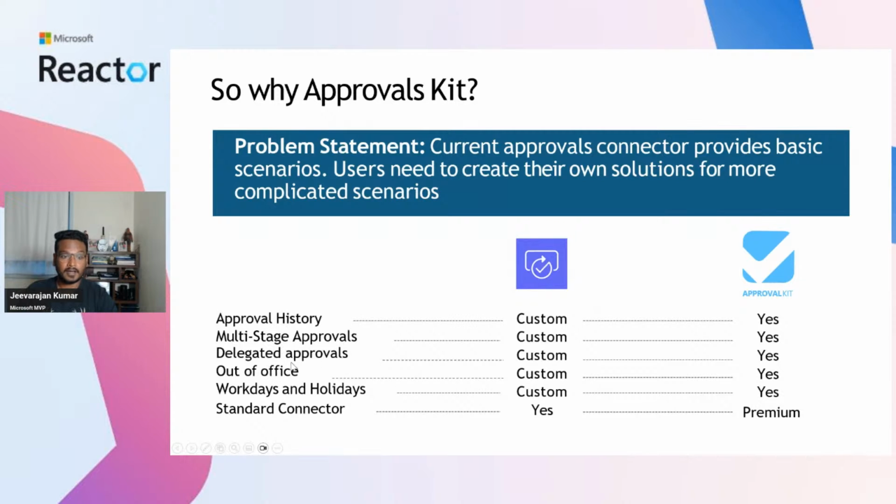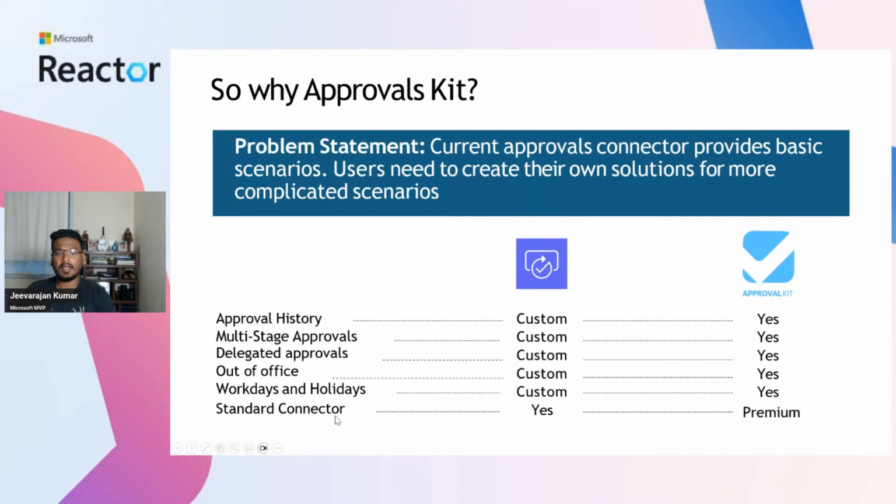And delegated approvals. If the actual approver is not available, is out of office, or the approval has been waiting for a while, maybe 2 days, 3 days, and we still haven't got anything, then you have to delegate to somebody else. Those things also come built in as part of the approval kit. And then out of office, and also the work days and holidays, and also the standard.